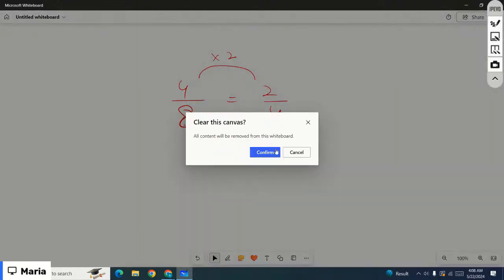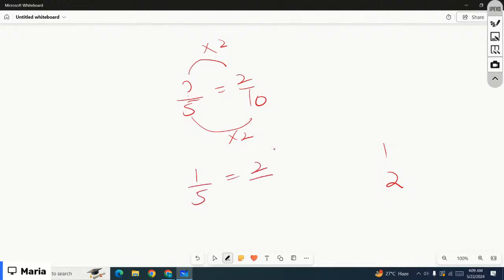Okay, the next one is you have to find the missing number. So which number is missing? 1 or 2? Which is the correct option? 5 times 2 is 10. So what number times 2 is 2? Yes, that is 1 times 2. So 1 by 5 is equivalent to 2 by 10.